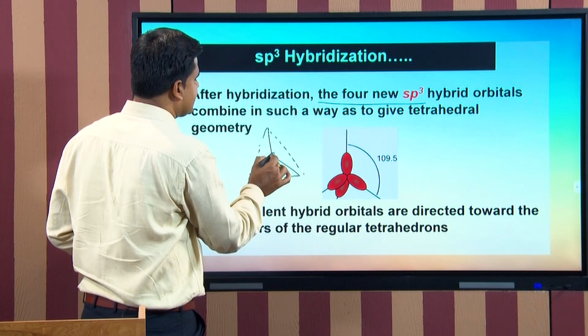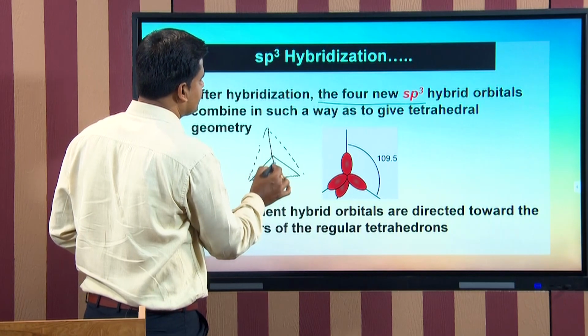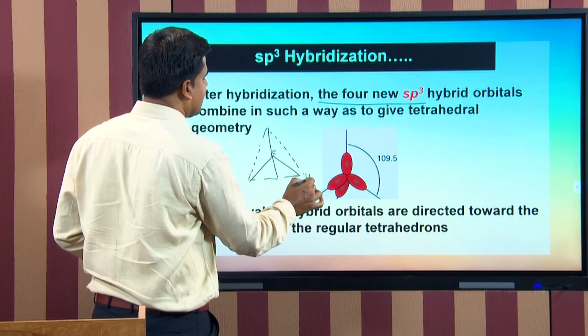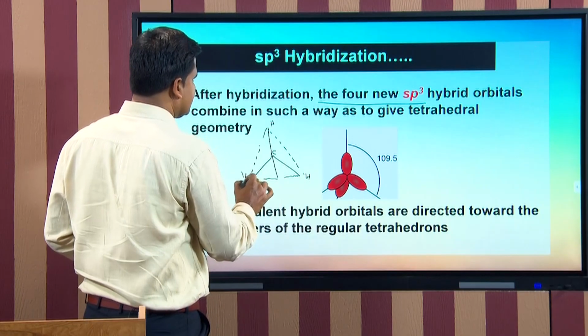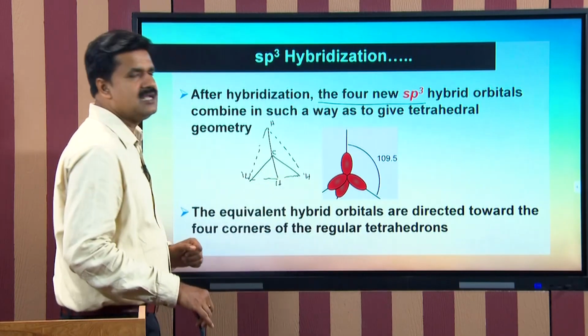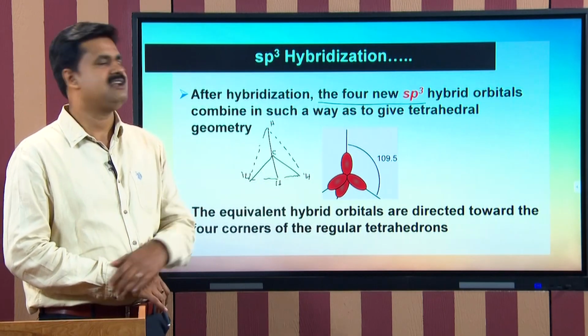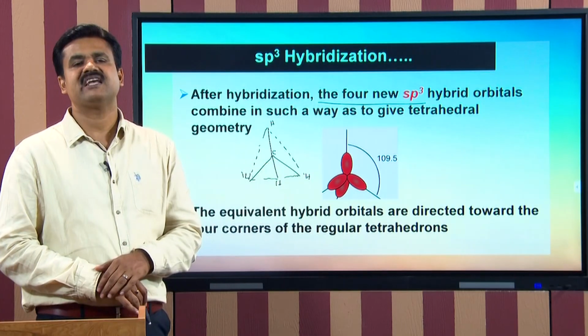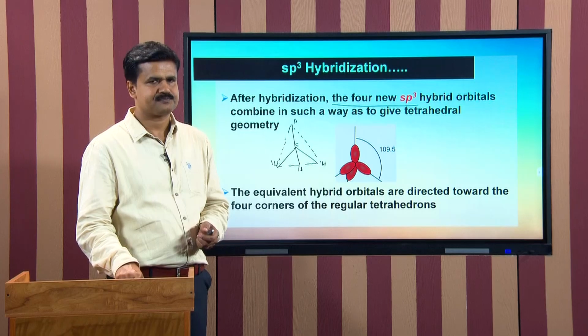For instance, this is the shape of the CH4 molecule: carbon is at the center, with hydrogen, hydrogen, hydrogen, hydrogen at 4 corners. The CH4 molecule is tetrahedral with the same bond angle, 109 degree 28 minutes.